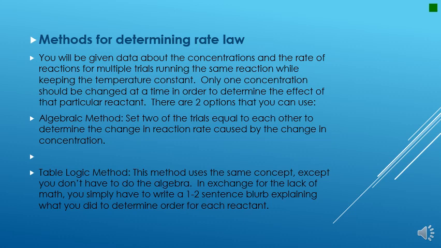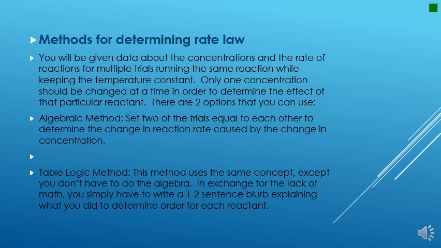So you'll be given data about the concentrations and the rate of the reactions for multiple trials of the same reaction while keeping the temperature constant. Please be very vigilant with that. The temperature must be held constant because the k value, that constant, only changes with temperature. So as a good scientist, we want to only change one concentration at a time in order to determine the impact of that one particular change.